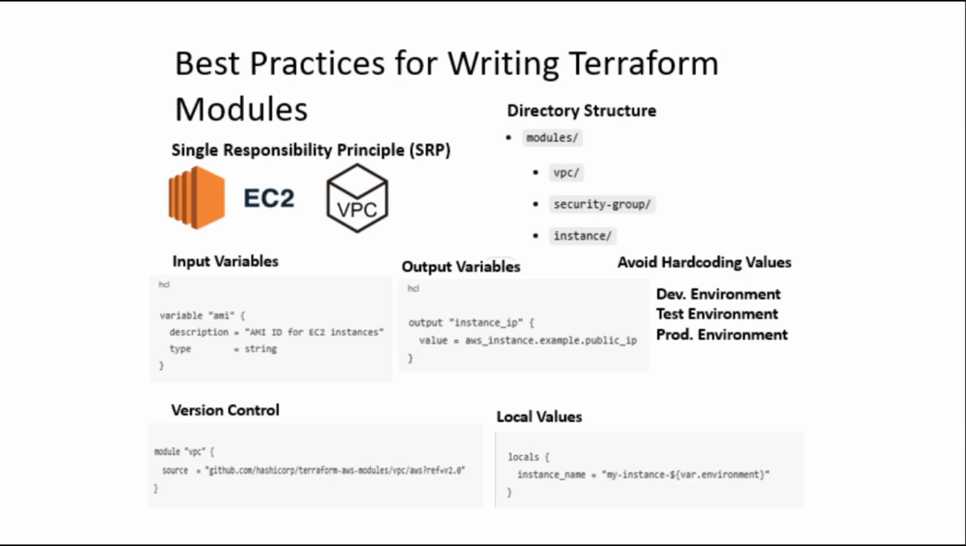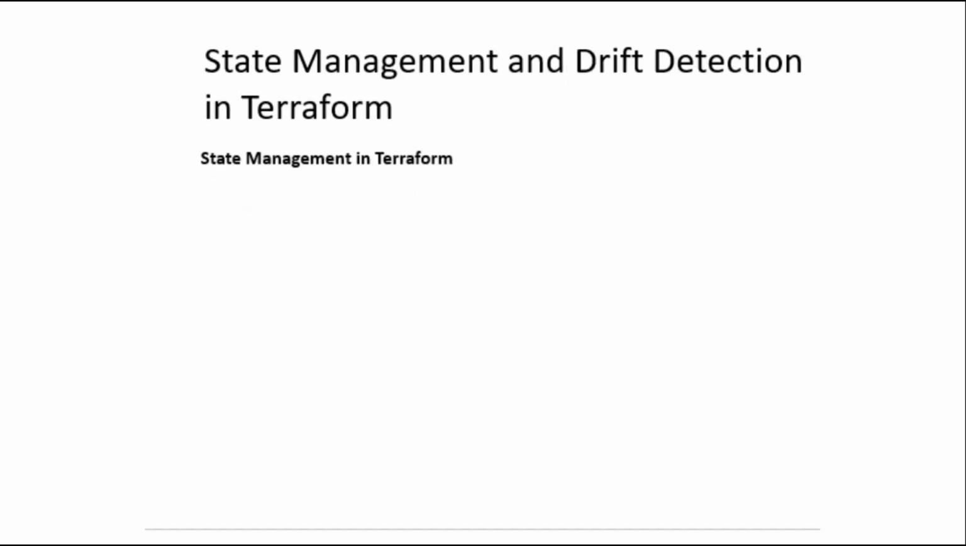State management and drift detection in Terraform. Terraform uses a state file, terraform.tfstate, to track the resources it manages. The state file records metadata about each resource, including IDs and dependencies. There are two types of state file. 1. Local state is stored on your local machine. 2. Remote state is stored in cloud storage or a system like S3, providing better collaboration and security.